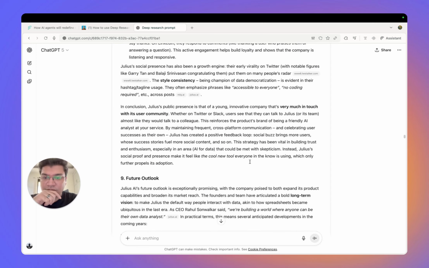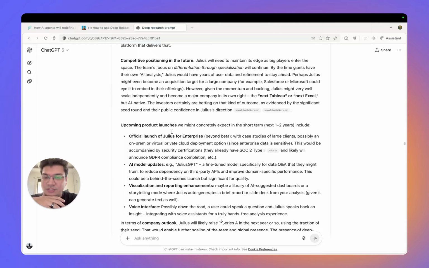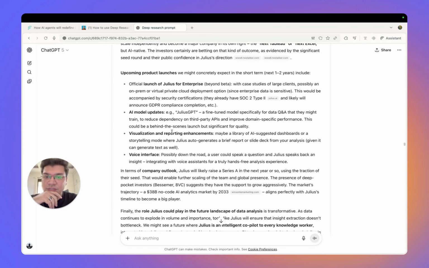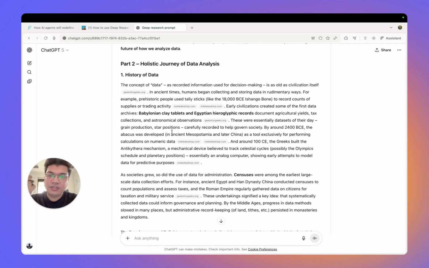Then basically, what is their content style? What is the future outlook? They might have a mobile app which they will be focusing on now. Proactive insight and alerts: Julius would want you to connect your data with them, and then they can keep giving you alerts and everything. Stated expansion plans: what expansion plans have they talked about in their press releases or socials? What upcoming product launches are they planning? And then the historic journey of data analysis.